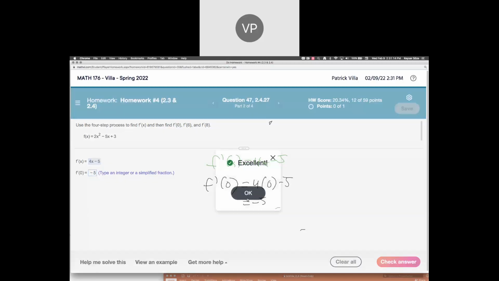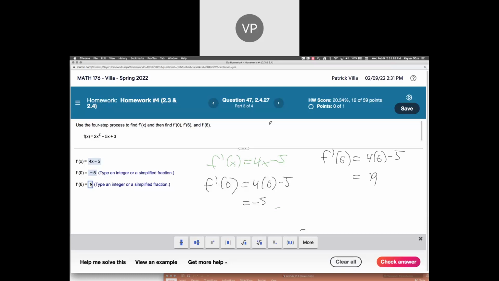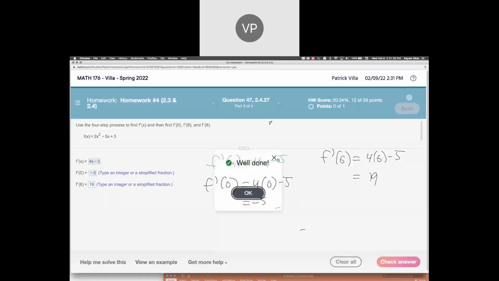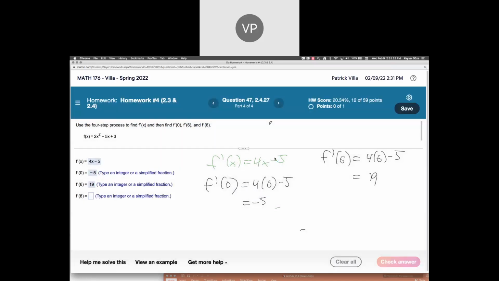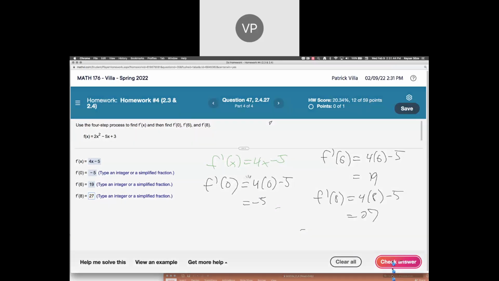And then we're going to do the same thing with f prime of 6. We go to that same function, 4 times 6 minus 5. Looks like it's 24 minus 5. We get a 19. There's the result of that one. And last, f prime of 8. 4 times 8 minus 5. 32 minus 5 gives me, I think, a 27. And we are good on that one.